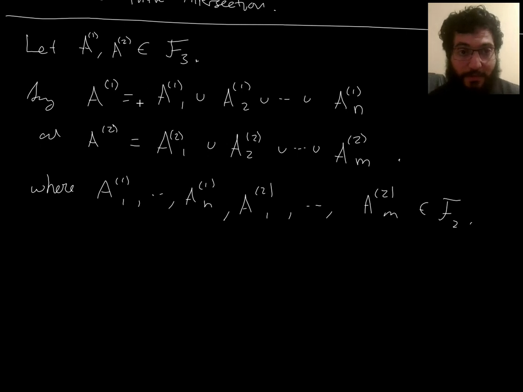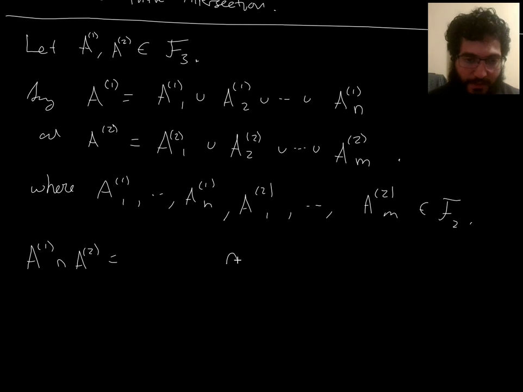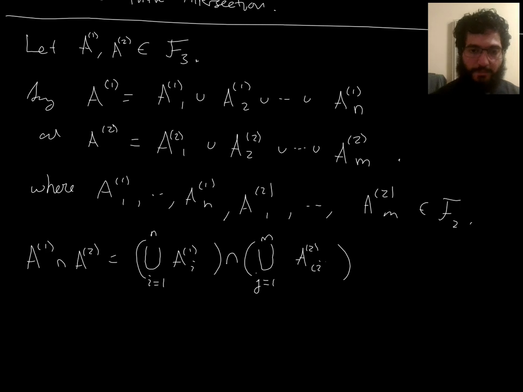Let's take the intersection of these two. So A1 intersect A2 is an intersection of two finite unions. So one of them is, let's say, from i equals 1 to n, and the other one is from, let's use a different index, j equals 1 to m. And here I'm just writing in a different form this union and this union. This is A1,i, A2,j. So I'm intersecting two things in F3, and I'm hoping that I get something in F3. So I'm hoping I can rewrite this as a finite union of things in F2.